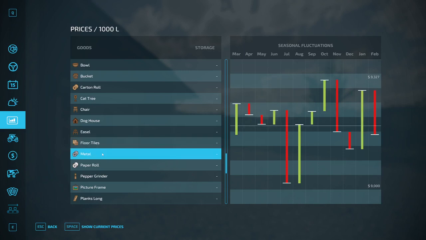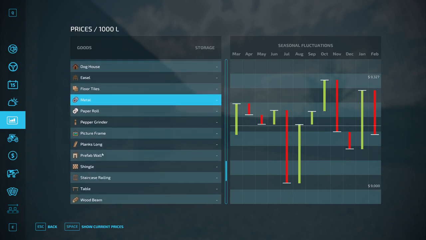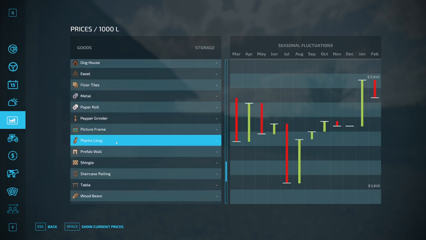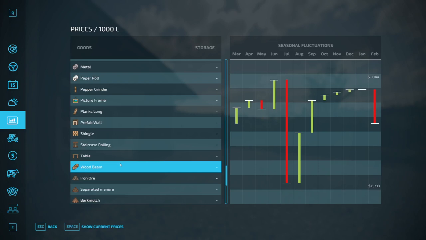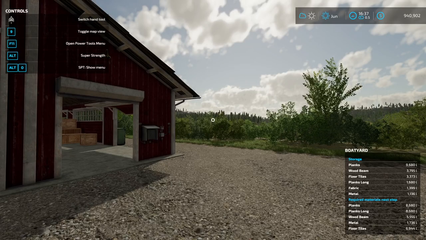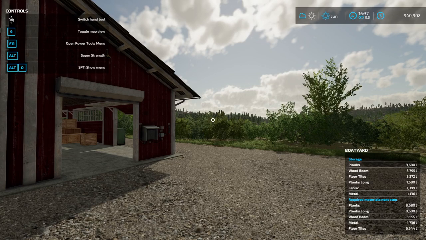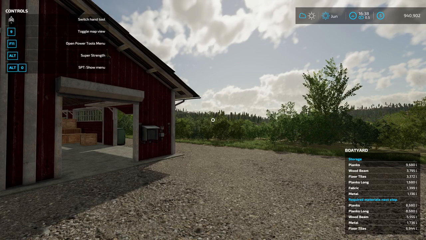Metal, we were pretty much on par for metal. Planks long, September, not a, like I said, $100 price difference, that's really not worth looking at. And wood beams. Again, yeah, I would say it was quite conceivable that had we sold at the optimal times, depending on how your boatyard production is coming, you could make $250,000 just by selling products to the boatyard versus the $300,000 you make by owning the boatyard and selling the boat. And that's on easy mode.